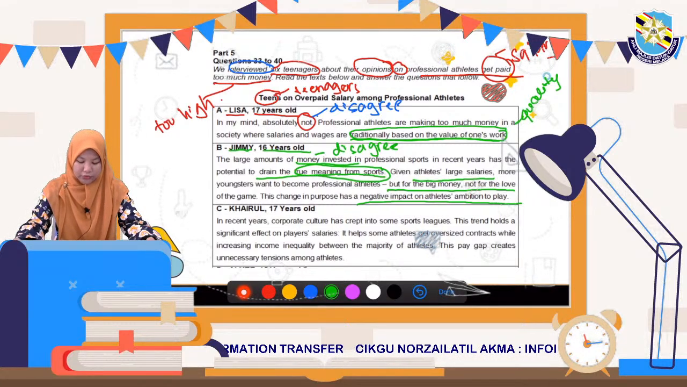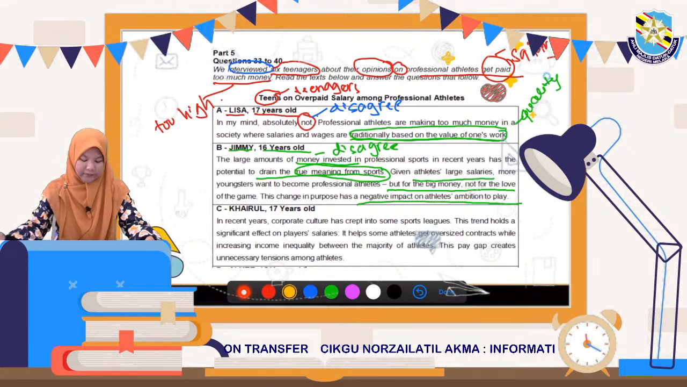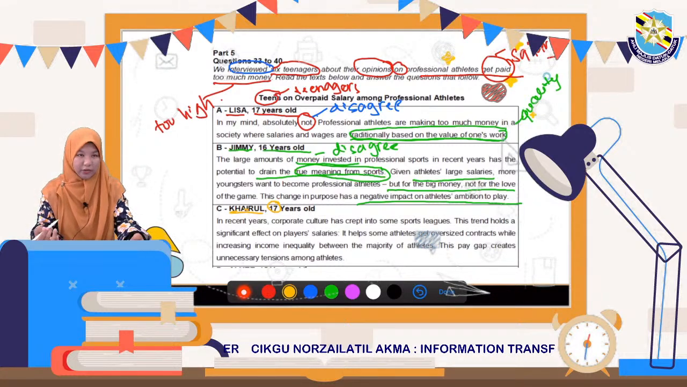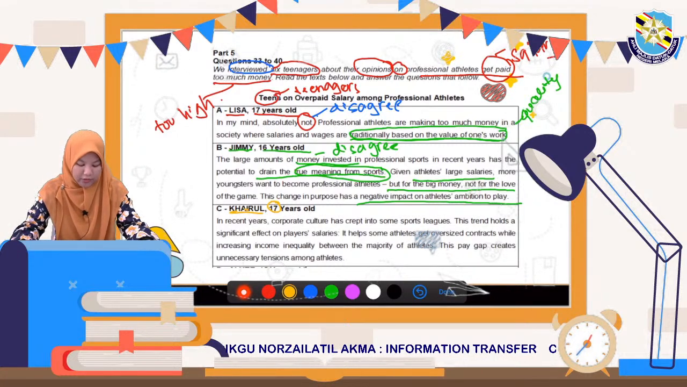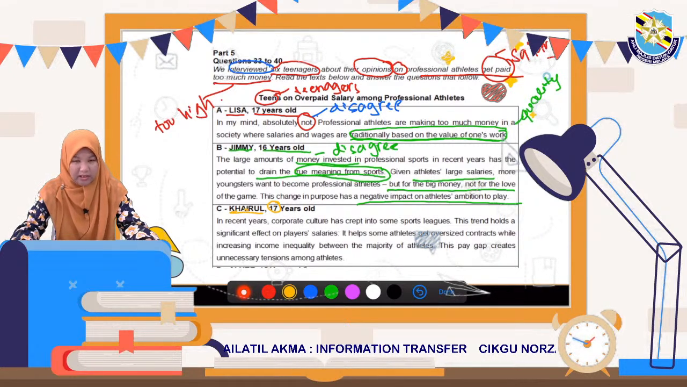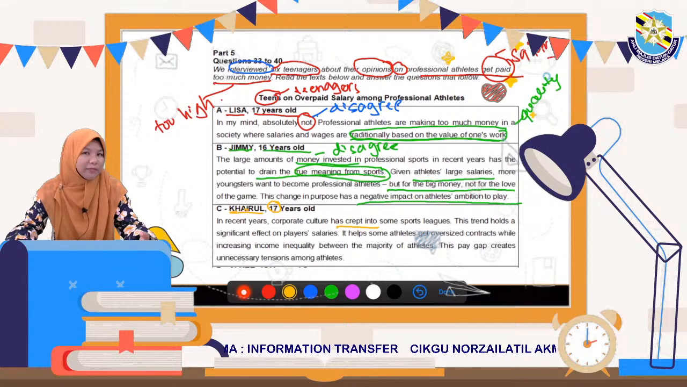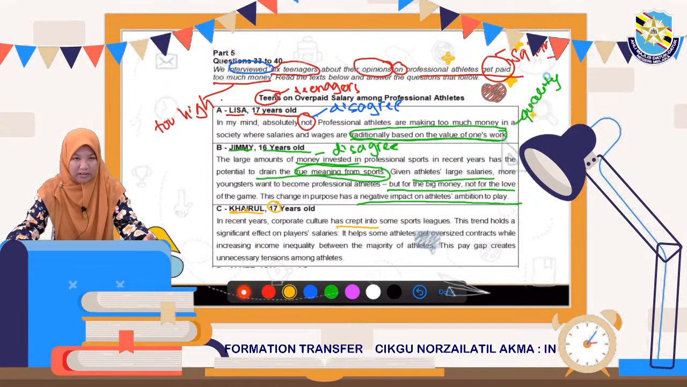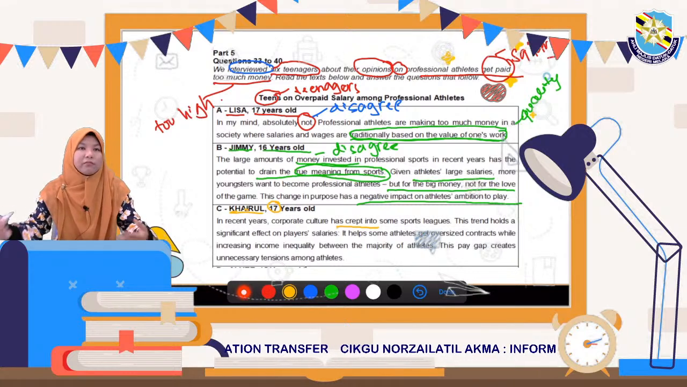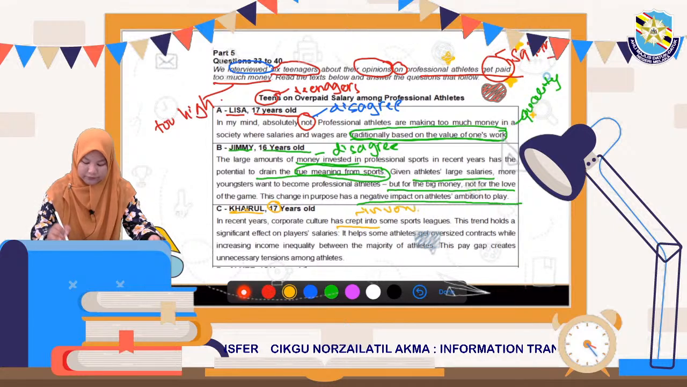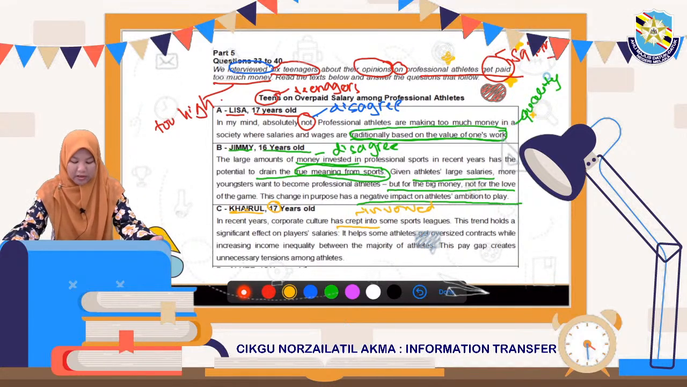Okay, let's go to Khairul. Khairul, 17 years old, the same age as you. Khairul said, in recent years, corporate culture has crept into some sport leagues. You might not understand the phrase crept into, but to make it easier, crept into means involved. Nowadays corporate culture has become involved in some sport leagues.